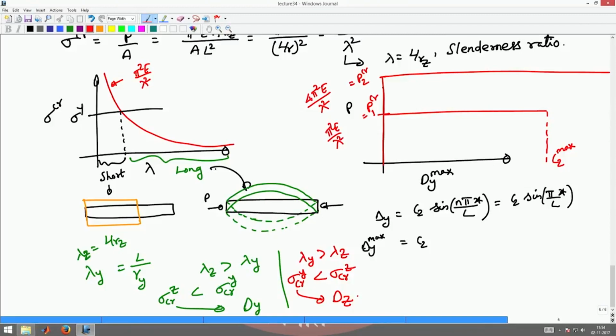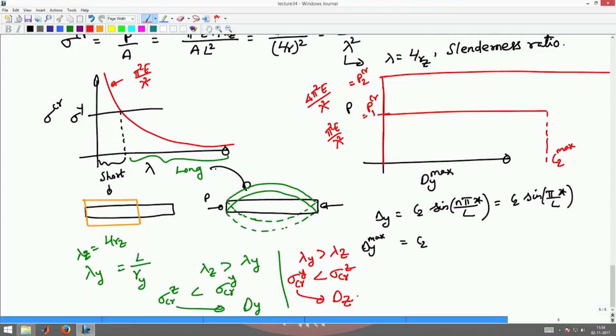So the direction of bending and the axis about which it will bend, you have to be clear, it depends upon which slenderness ratio is more. If lambda z slenderness ratio is more, it will deflect along the y direction; if lambda y slenderness ratio is more, it will deflect along the z direction.